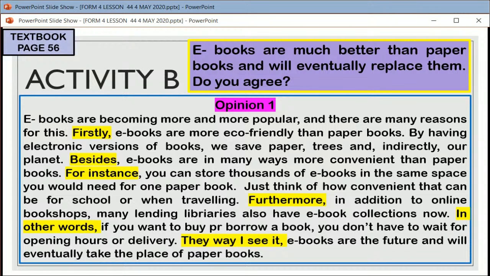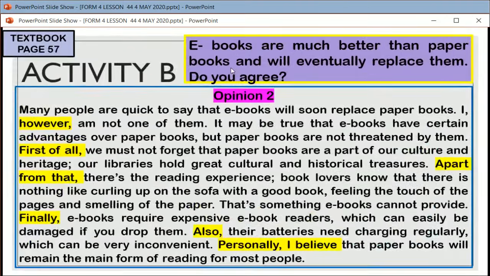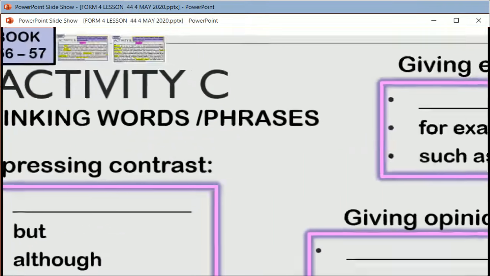Okay, the way I see it, and personally, I believe. Especially those who have the textbook, you can easily see it. Those who don't have it, you have to see from what I'm showing you. All right, I've seen 2 answers. The way I see it, very good.